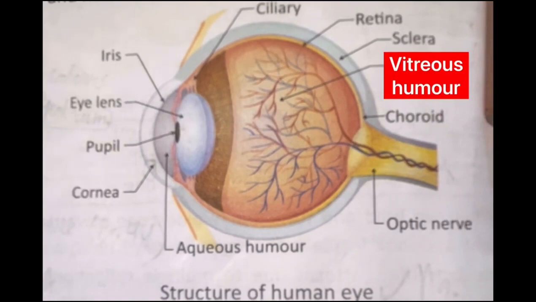Now is vitreous humor. The space between eye lens and retina is filled with the transparent gelatinous material called vitreous humor. It keeps the eyes wet.